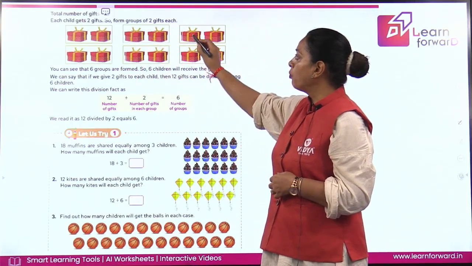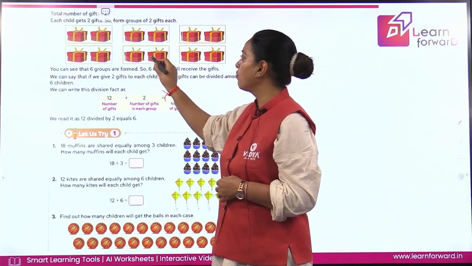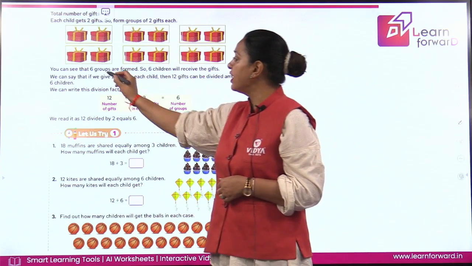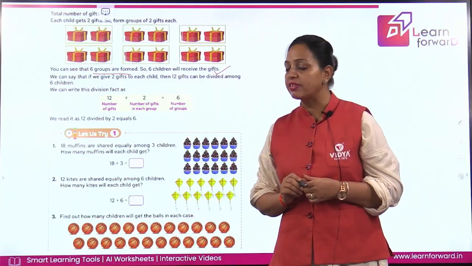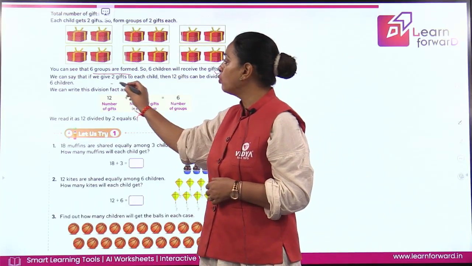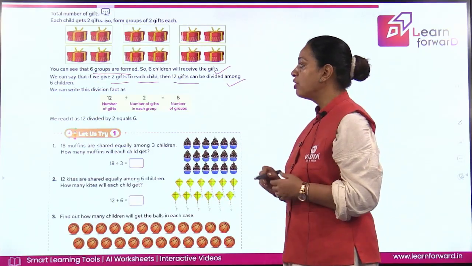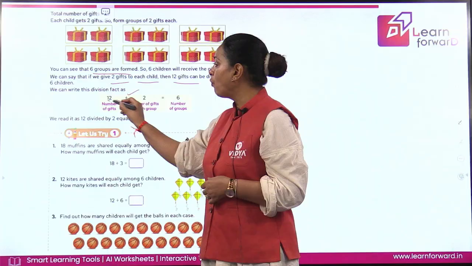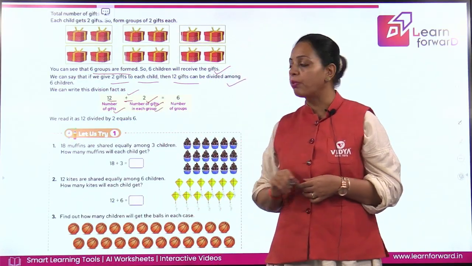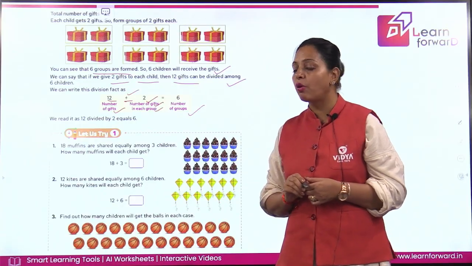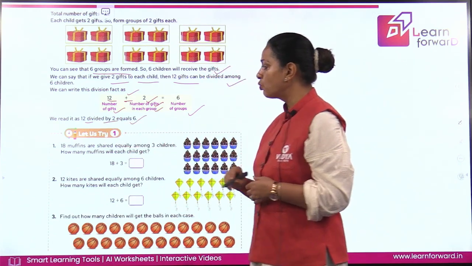So form groups of 2 gifts each. One group, 2, 3, 4, 5, 6. So you can see that 6 groups are formed. So 6 children will receive the gifts, right? Now we can say that if we give 2 gifts to each child, then 12 gifts can be divided among 6 children. So how can we write the division fact? 12 divided by 2, number of gifts divided by number of gifts in each group, equals 6, number of groups. So we read it as 12 divided by 2 equals 6.